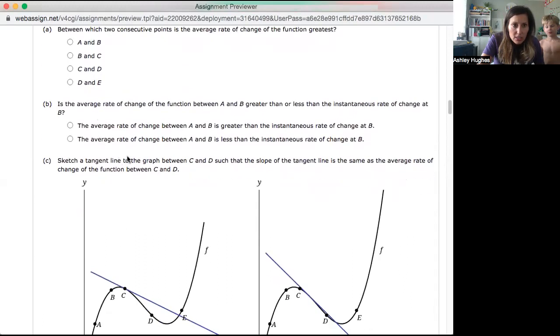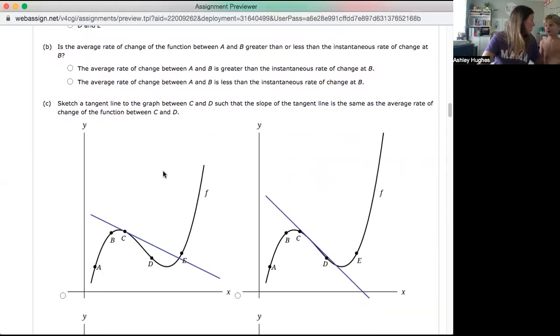Sketch a tangent to the line between C and D, but hold on, can you wait just a minute?